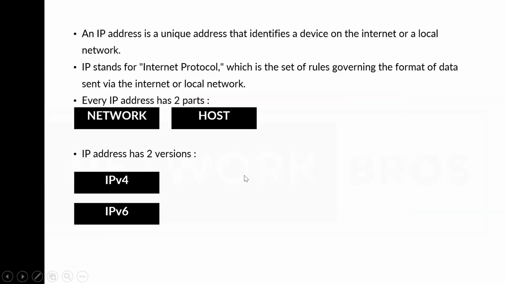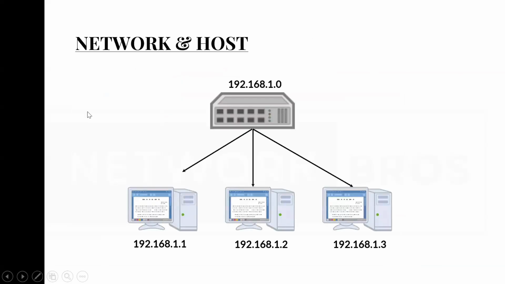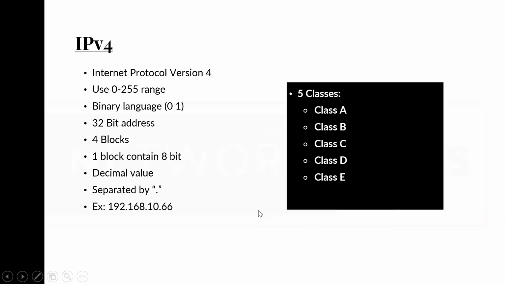So ideally, IPv4 is there and IPv6 is there. Currently we'll focus on IPv4 only. IPv6 we'll talk about last, because if you study both together, you will be confused. So we'll focus on IPv4 and then go to the next part. Now we discuss this network and host. In IPv4 we have 5 classes, and we'll focus on the private IP part.